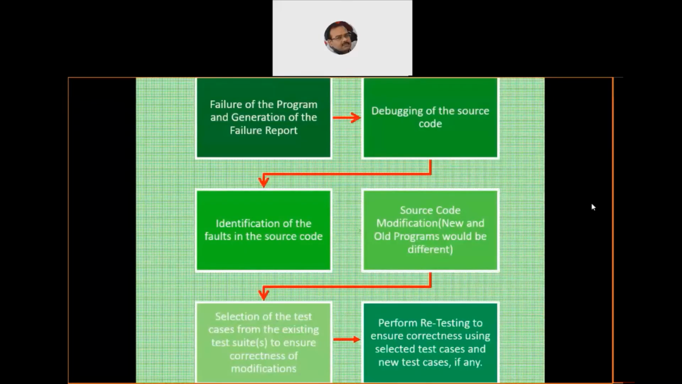So these are the different phases it goes through. If you look at the phases, one phase will lead to another, to third, fourth, fifth, and sixth. The failure of the program and the generation of the failure report, that's the first phase. If that has been done, then the debugging of the source code will start. Once the debugging starts, just like we place a breakpoint in the source code, that's how we typically do the debugging task.